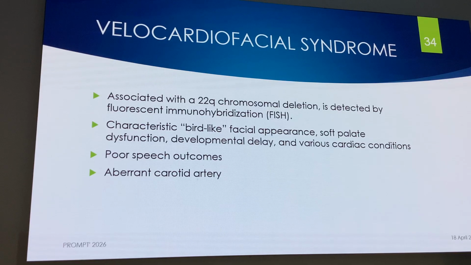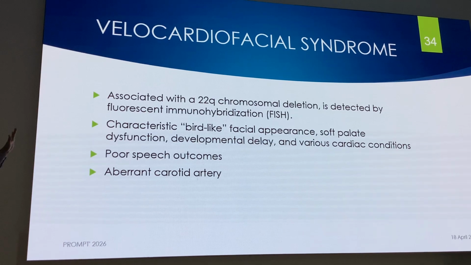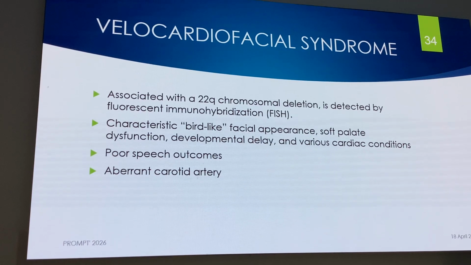For us surgeons, what's important is that there is something called an aberrant carotid artery. So the carotid artery is medialized. When we do secondary speech corrections, there is a flap procedure where we take a flap from the pharyngeal wall. So if the carotid is in that area, you are likely to encounter serious problems. So that's one thing you have to understand.